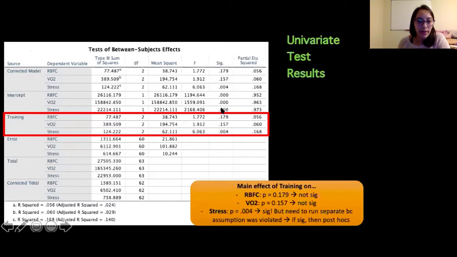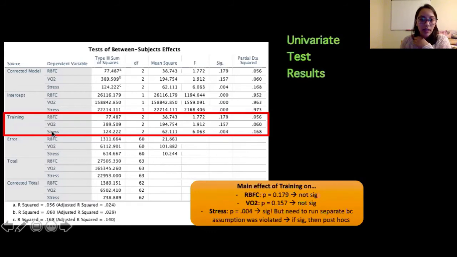So when we look at the p-value for body fat, we read this very similarly to a regular one-way ANOVA. We say, well, p is not significant, or it's greater than 0.05. So in this case, we would say the type of training has no effect on body fat and just stop that analysis there. We can then look at the dependent variable of VO2 and we see p is greater than 0.05, so we accept the null hypothesis and we say training has no significant effect on VO2.